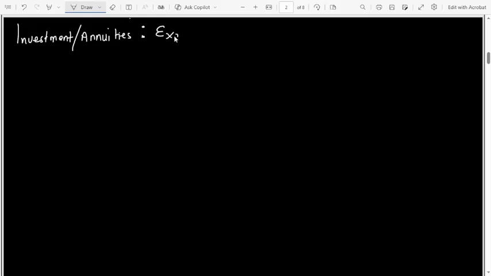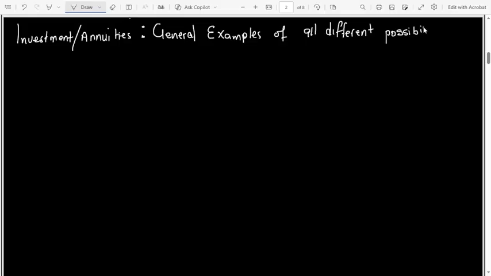So we're going to do general examples of all different possibilities. Please make sure that you move with me step by step, because I have something good for you here.